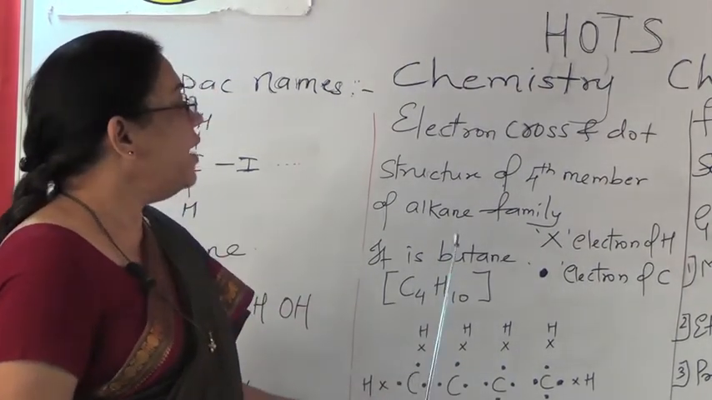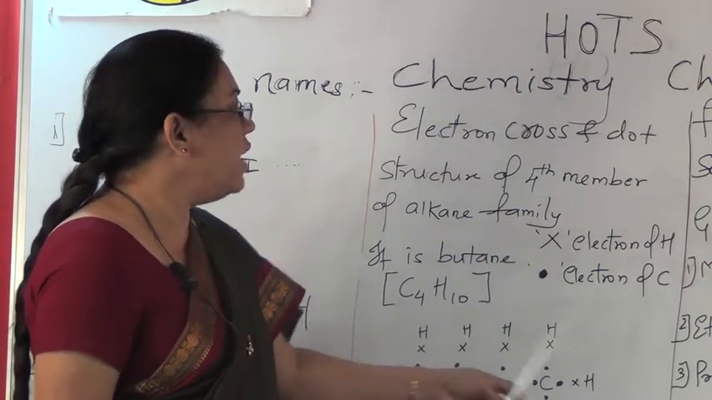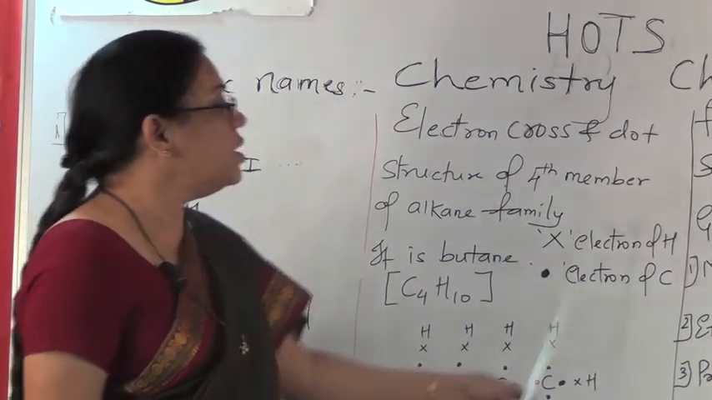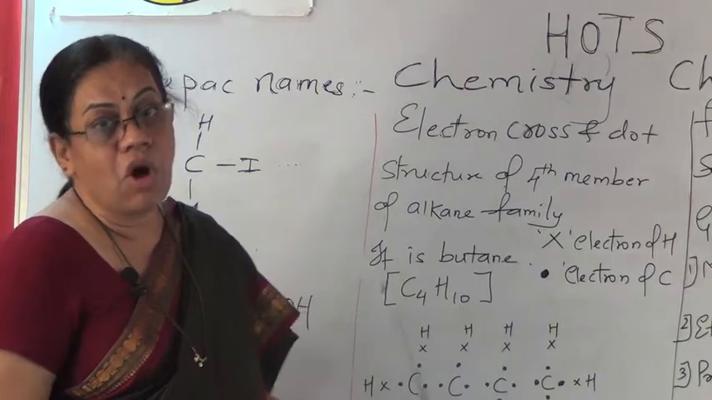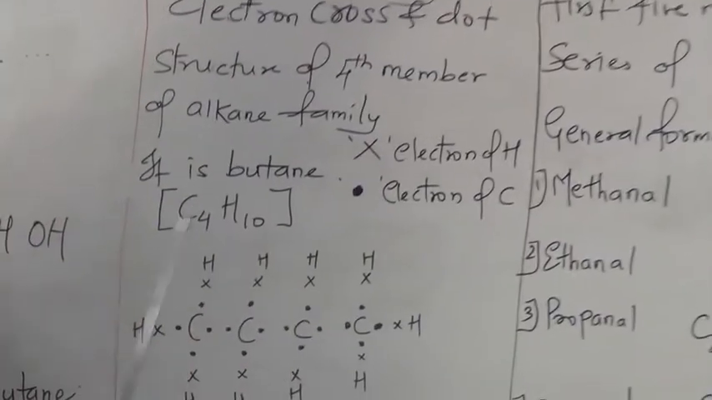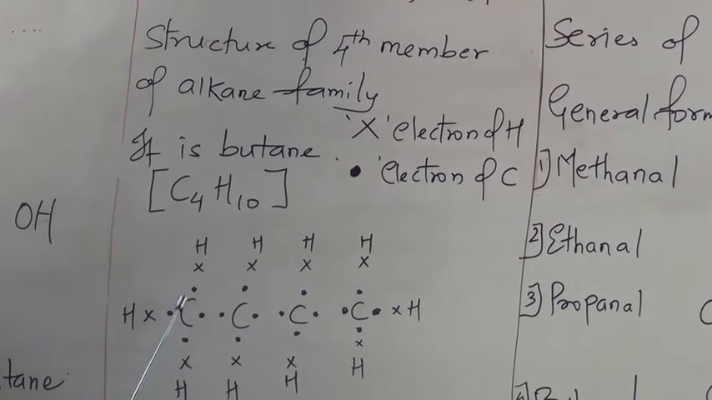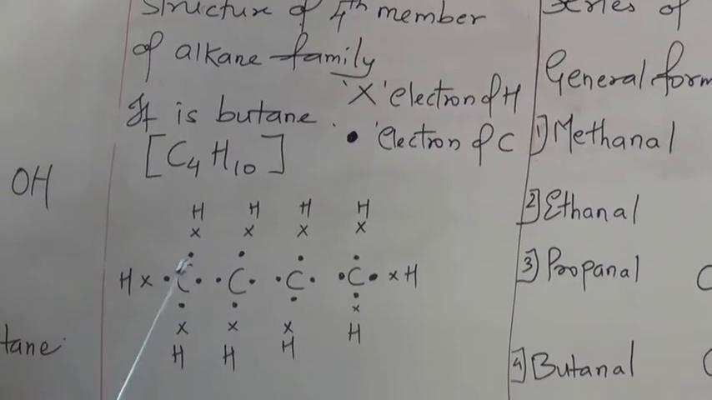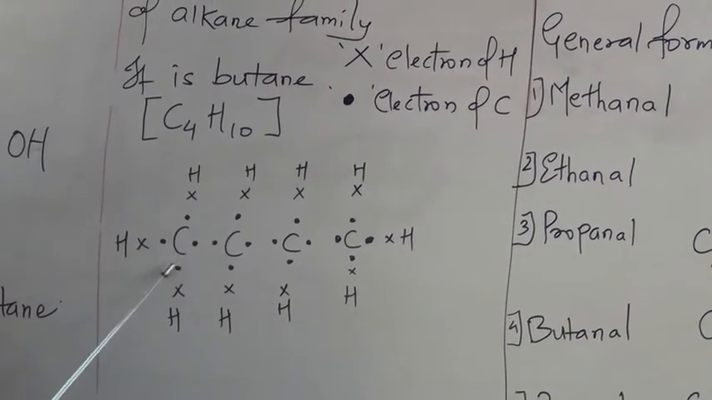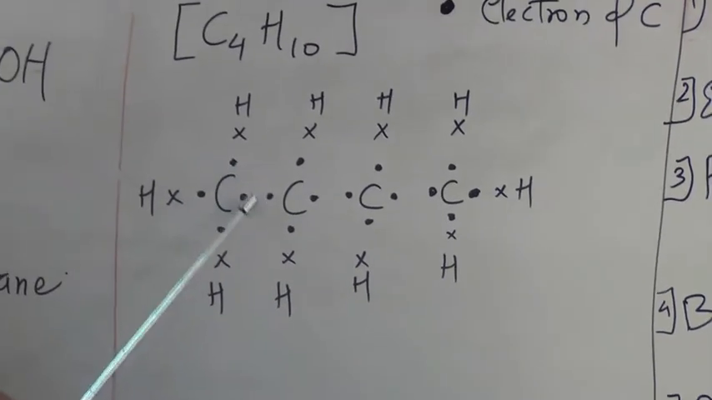While writing the answer, you first refer to the cross as the electron of hydrogen, whereas the dot is the electron of carbon. If you don't mention this, the structural figure will not have any meaning. So first, don't forget to mention the cross and the dot. Now we have 4 atoms of carbon. These 4 atoms of carbon are shown in a straight chain where the dots represent the valence electrons of carbon, that is, the 4 electrons in the outermost orbit.